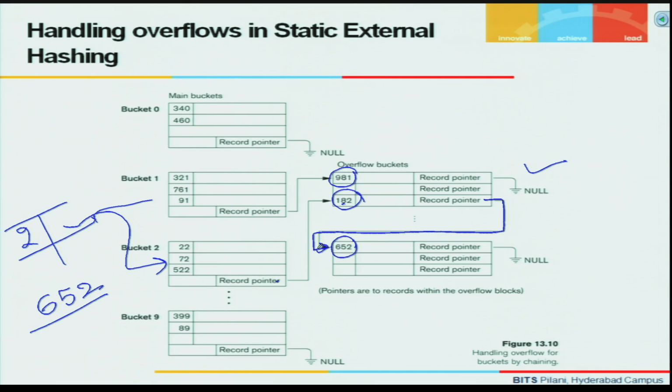Since it is static external hashing, when the size of the file grows, that is, when more records are inserted, it is more likely to lead to more collisions. When there are more collisions, more overflow buckets are required, and that results in more chaining, and again the purpose is defeated. That is one big constraint of static external hashing.